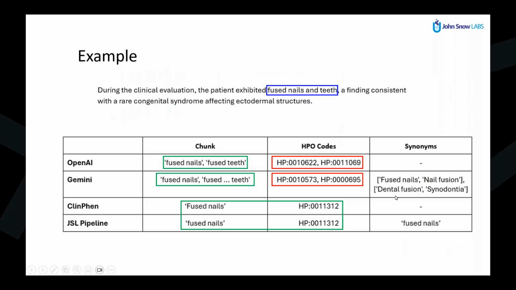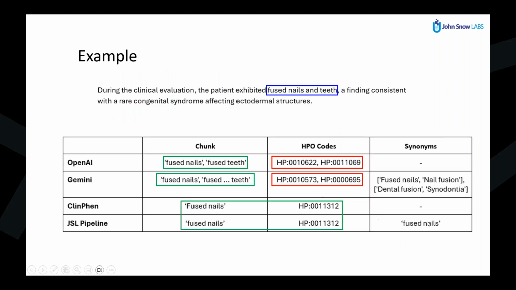Similar with ClinFan and the JSL pipeline, fused nails, they were okay with extracting the first phenotype. Again, let me say there are two phenotypes here. One of them is fused nail, the other one is fused teeth. Both ClinFan and JSL provided the first phenotype correctly with the correct HPO code, but nothing about the second phenotype, which is fused teeth. So we are going to make corrections for this one, and we get this synonym from the JSL pipeline.